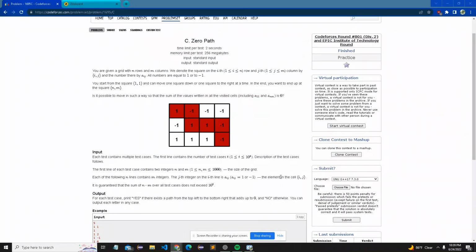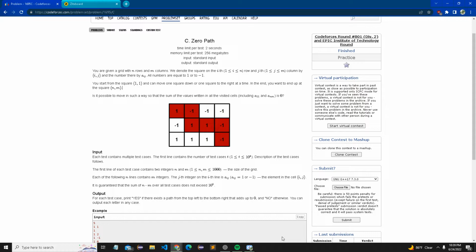Alright, and so in this video, we'll be doing another Codeforces problem called Zero Path. In this problem, we are given an n by m grid, so n rows and m columns. And we want to know, does there exist a path such that we start from 1, 1, and we have to go to n, m, and we can only move right or down.